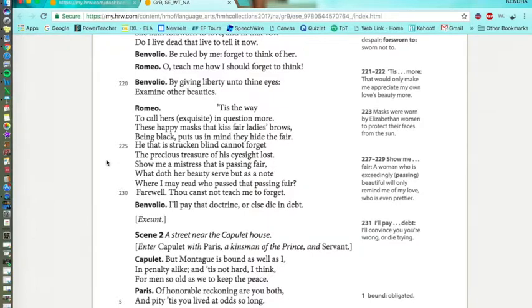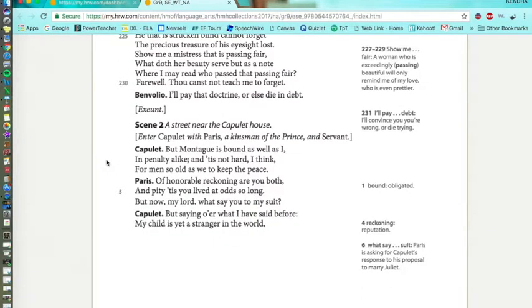So he's saying right there, a woman who is exceedingly beautiful is only going to remind him of who he loves, who is even prettier because she's the most beautiful woman ever. Okay, so even if he would go look at other girls, their beauty would just remind him of his true love. Very dramatic.